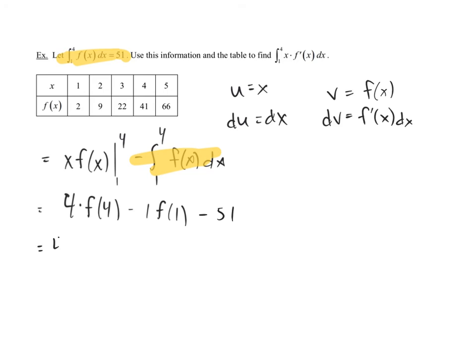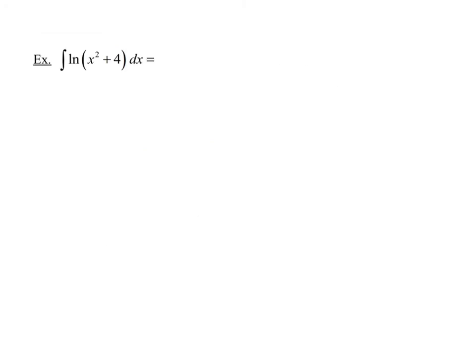Okay, so this will be 4 times f of 4, which I'll get from the table. That's equal to 41. Minus 1 times f of 1. f of 1 is 2. And minus 51 is going to give me a total of 111.